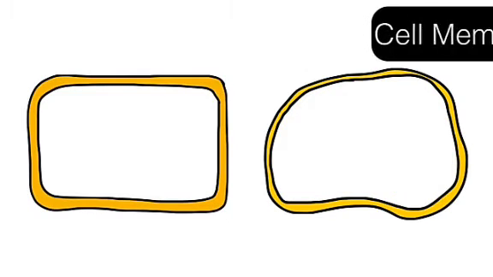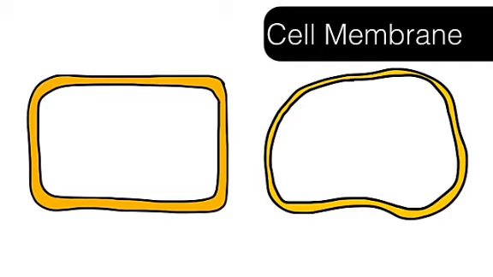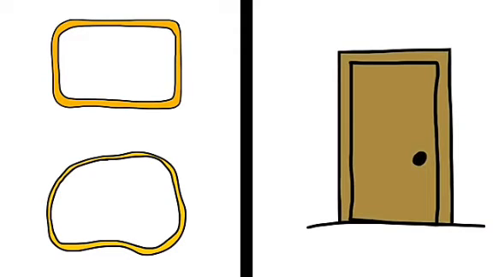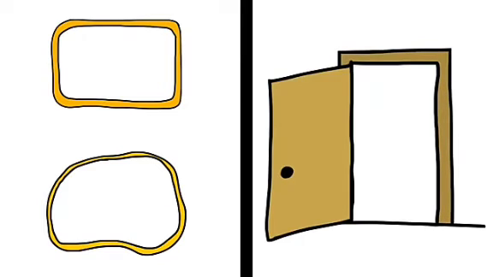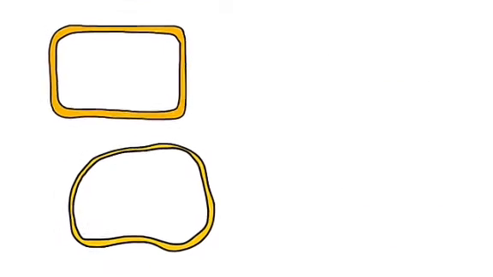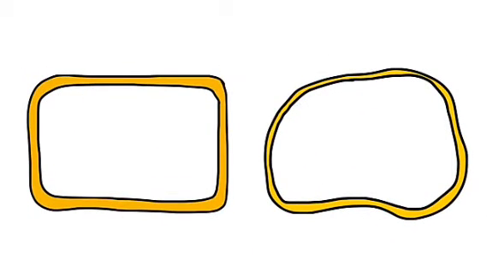The cell membrane is a semi-permeable layer that surrounds organelles. The job of the cell membrane is similar to a doorway. Just like a door lets things in and out of a room, the cell membrane lets materials in and out of the cell. Although the cell membrane is the outer layer of the animal cell, it is not the outer layer of a plant cell.